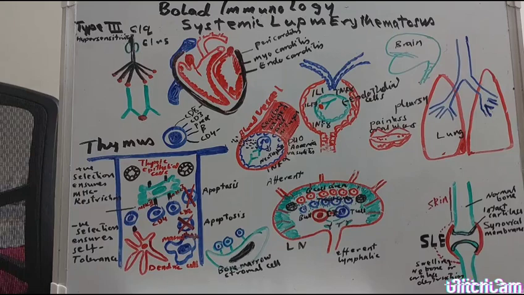tolerant. And as you know, SLE is a type 3 hypersensitivity reaction, because the immune complexes in systemic lupus erythematosus are circulating immune complexes, and they are not membrane-bound immune complexes.